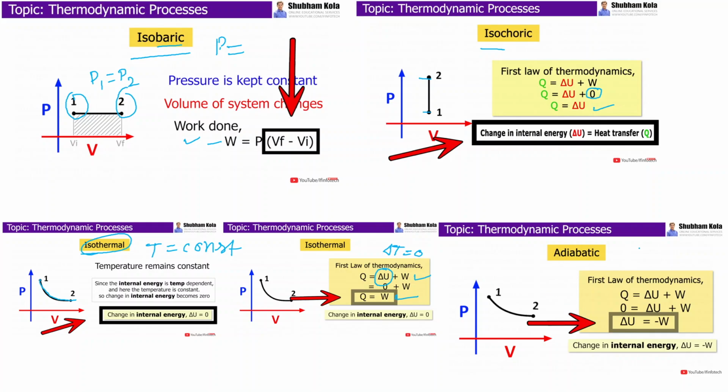In the adiabatic condition, adiabatic means there is no heat exchange. No heat is added or released from the system. This is called the adiabatic condition. That means delta Q equals 0, and from the first law of thermodynamics, delta U equals minus W. The change of internal energy equals the work done in the case of adiabatic conditions.